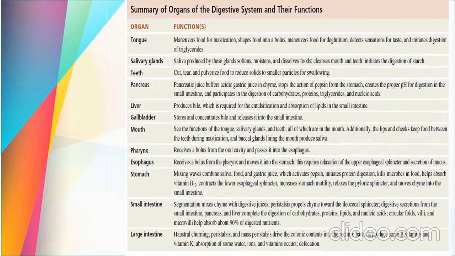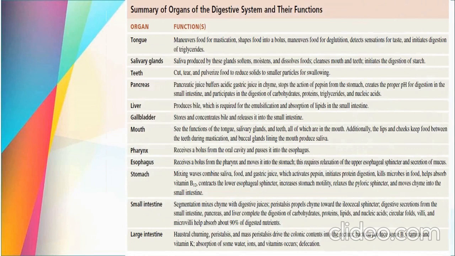Pancreas: this pancreatic juice buffers the acidic gastric juice in chyme, stops the action of pepsin from the stomach, creates the proper pH for digestion in the small intestine, and participates in the digestion of carbohydrates, proteins, triglycerides and nucleic acids. Liver produces bile. Gallbladder stores and concentrates the bile and releases it into the small intestine.